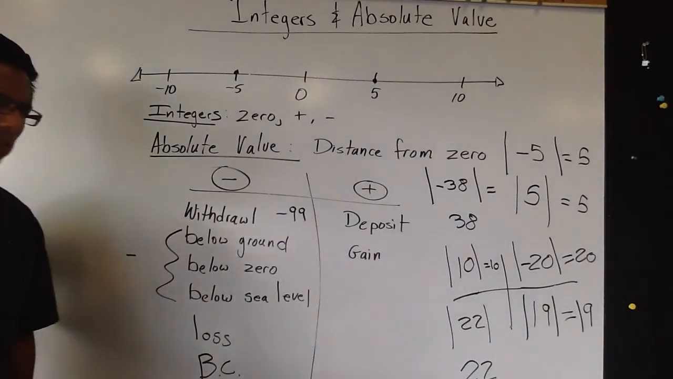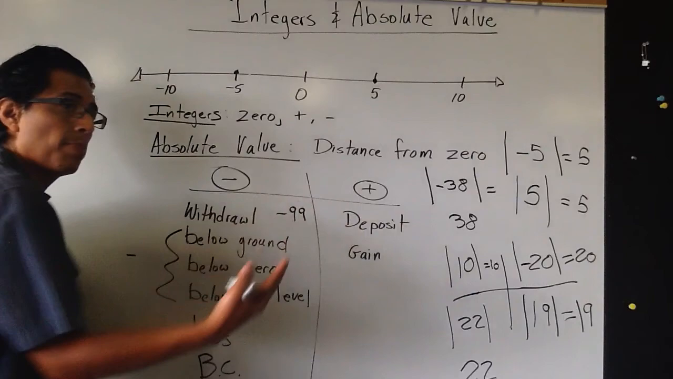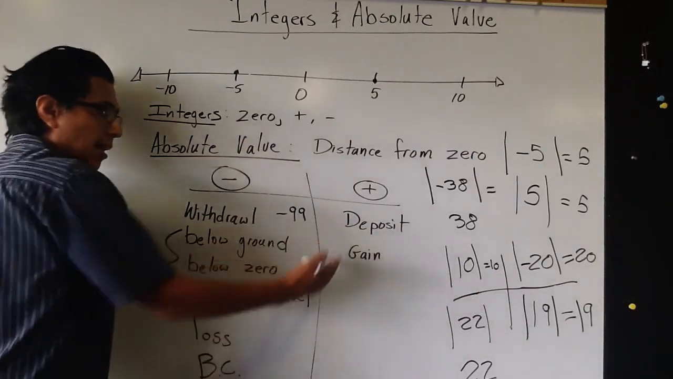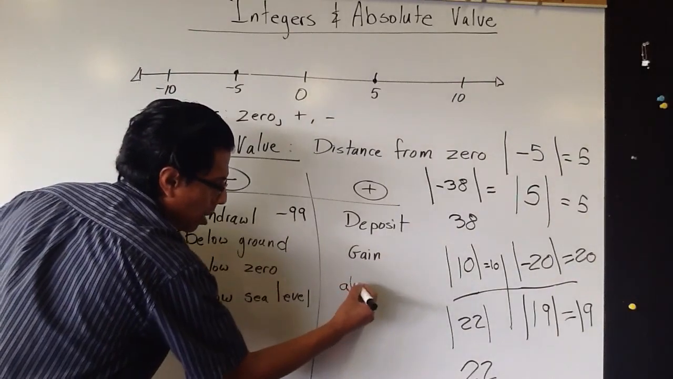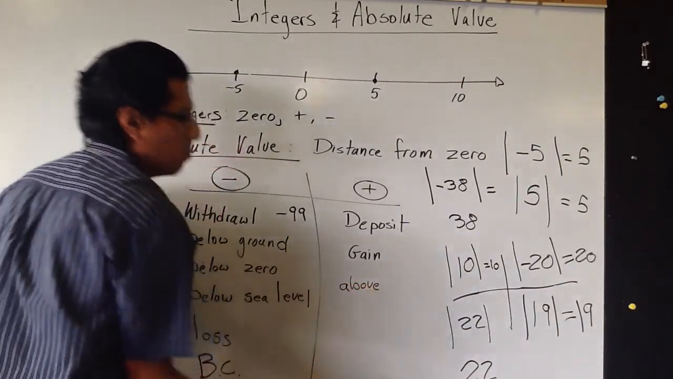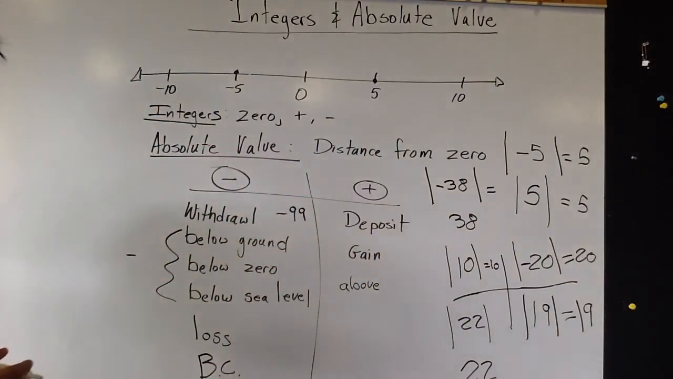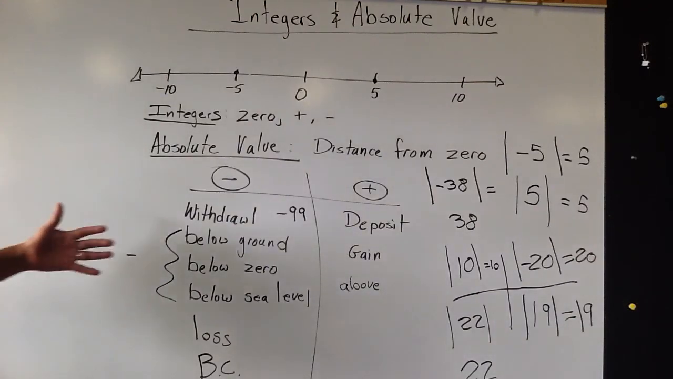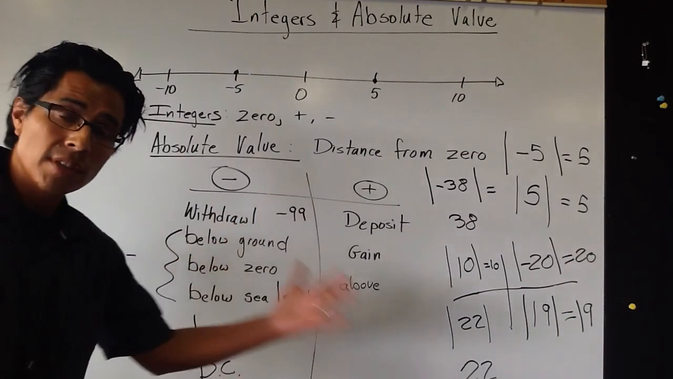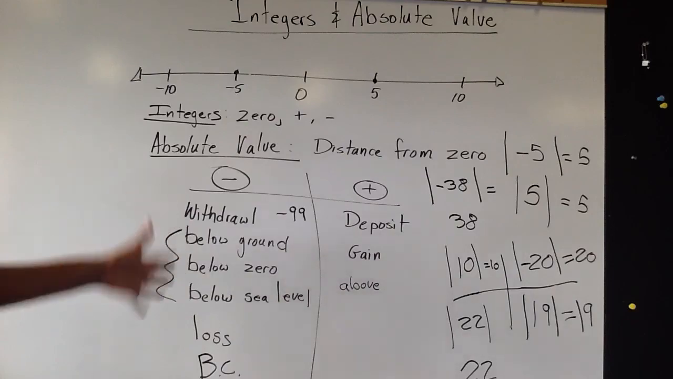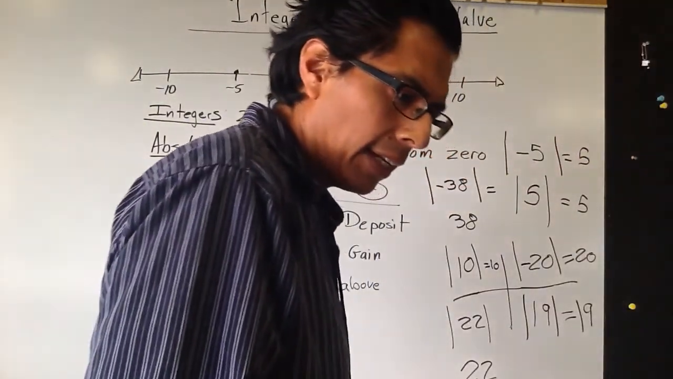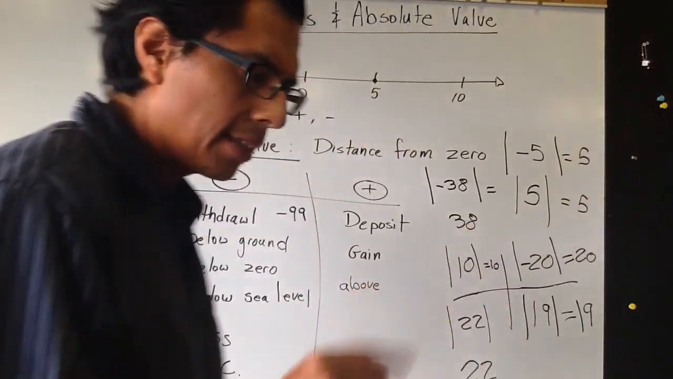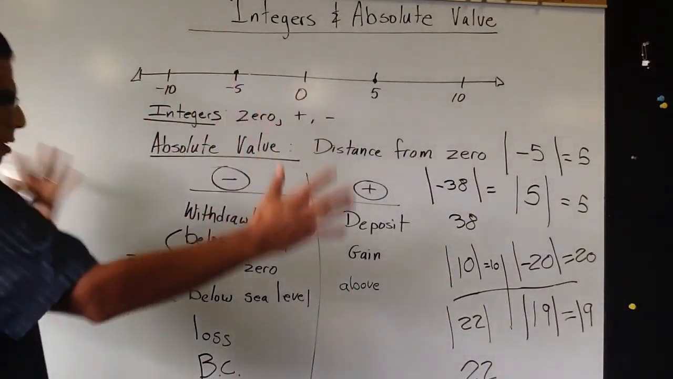Well, what are positives? What would be if someone deposits money, a gain, in addition, anything above sea level, or ground level. These are negatives, positives. This is all review. All right, so let's get to this. So I put all this out there.